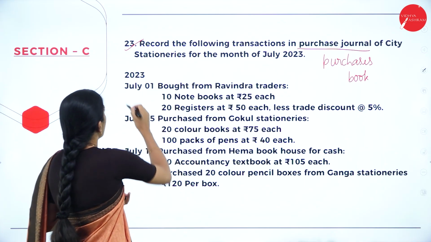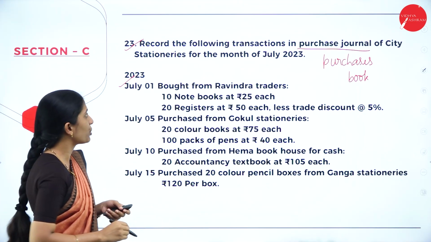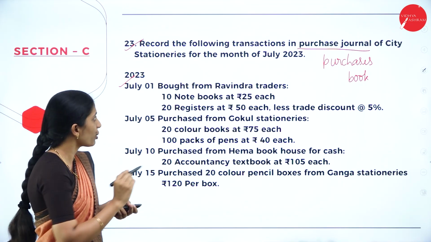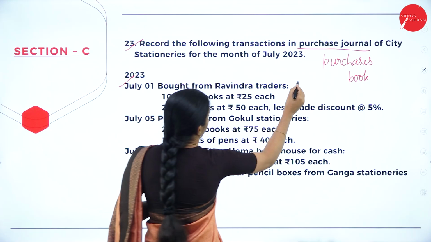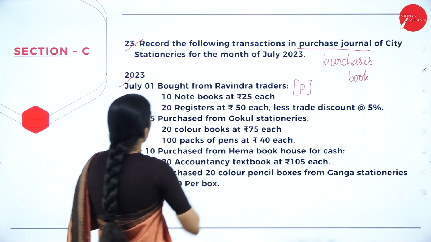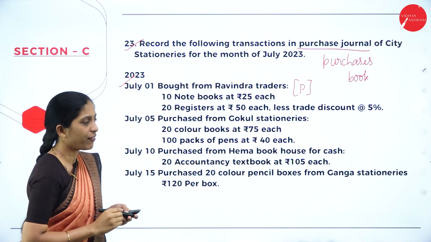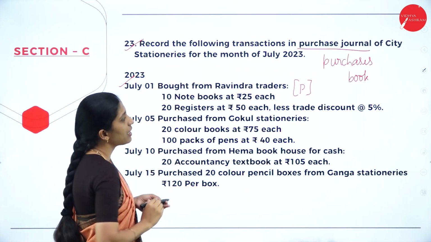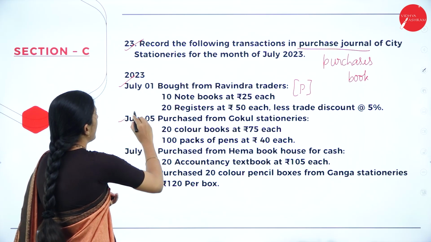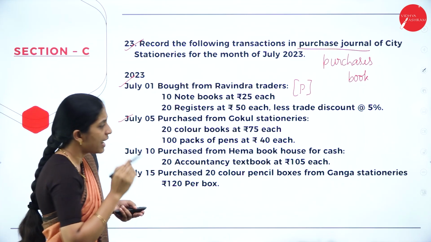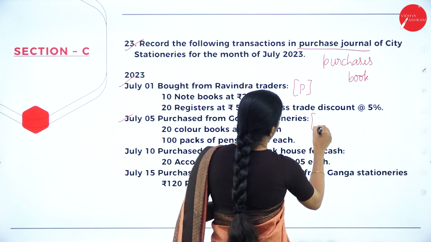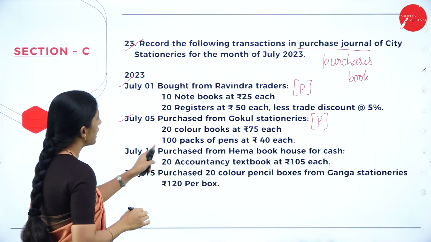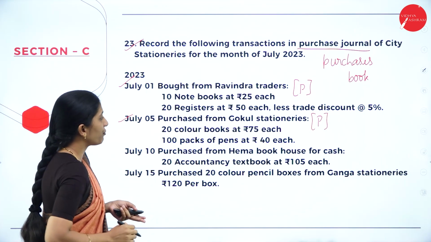Now, go through these transactions. July 1st, 2023, bought from Ravi Traders. So, this is a credit purchase of goods. So, it has to be recorded in your purchases book. What they have purchased: 10 notebooks at rupees 25 each, 20 registers at 50 each, and they have given less trade discount at 5%. Next is July 5th, purchase from Gokul Stationeries. Again, it is a credit purchase of goods. So, you have to record it in your purchases book. 20 color books at rupees 75 each, 100 packs of pens at rupees 40 each.